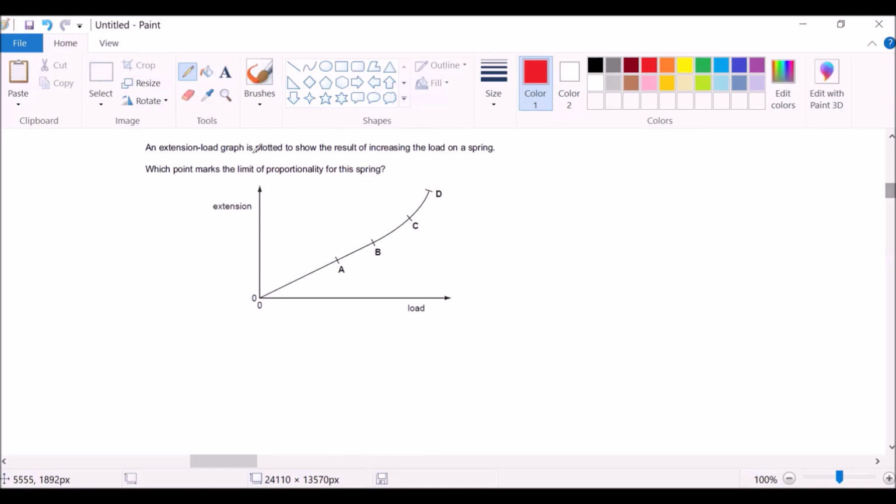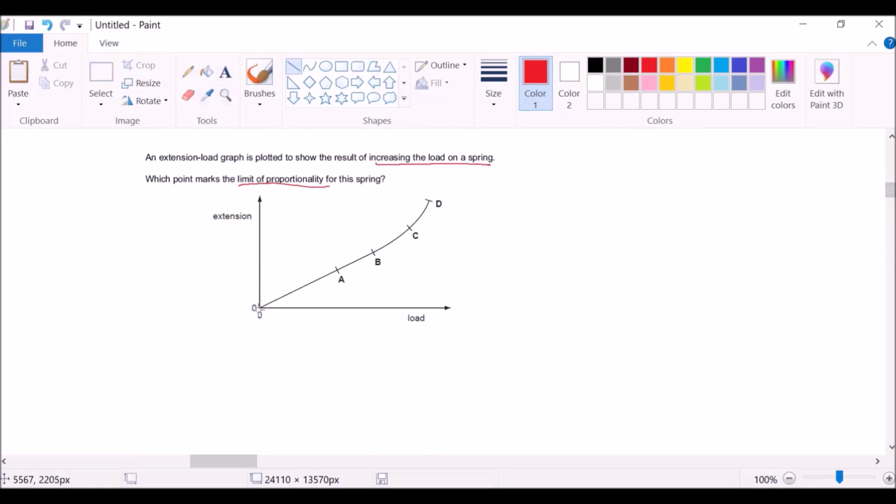An extension load graph is plotted to show the results of increasing the load on a spring. Which point marks the limit of proportionality? So again, we take our ruler and draw a straight line on our graph. At B, it's losing its linearity. So our limit of proportionality for this spring is B.